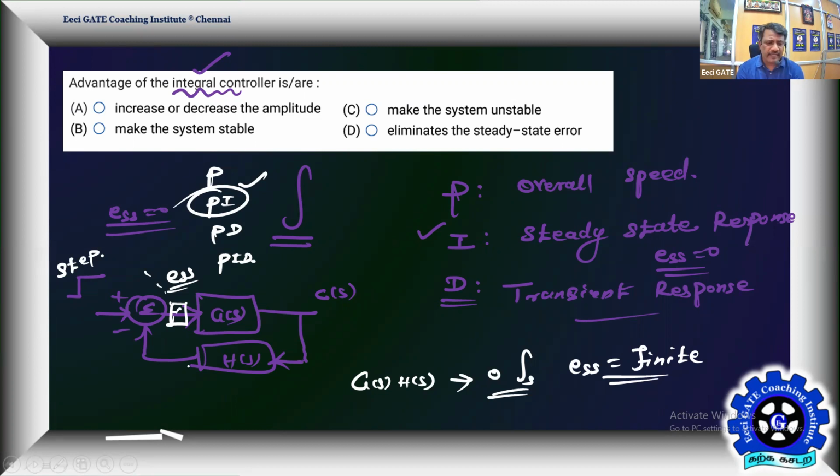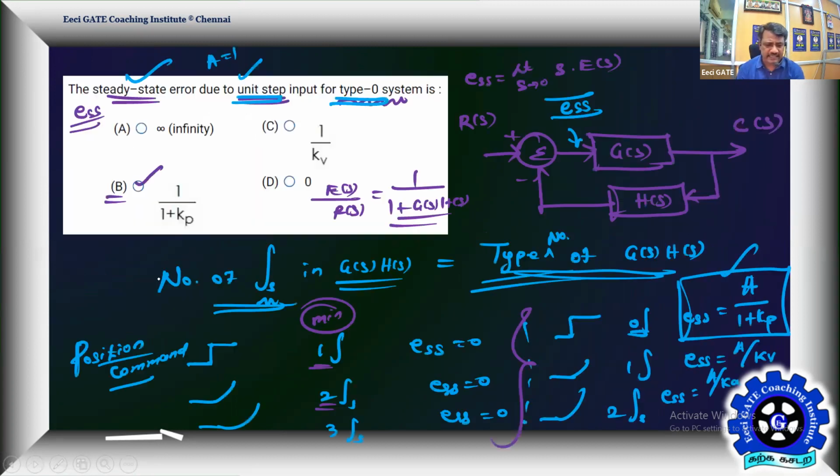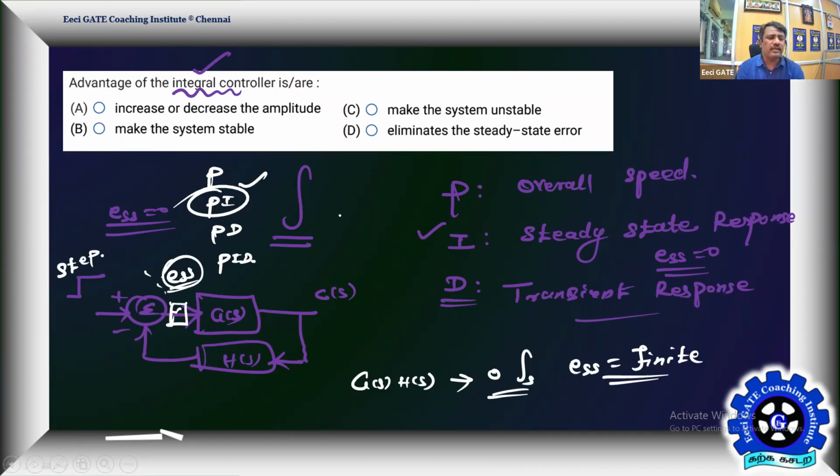But what is the role given to I? If you make a PI, then G of S, H of S will have one integrator. That integrator is enough to make the error 0 as per the concept of steady state error. So you need to ensure one integrator, then the error will automatically be 0 for a step input. But here it's not talking about step input and all. That's how you need to understand. So the role given to integral action is to improve the steady state performance or response. So ESS has to be made 0 for the given situation.